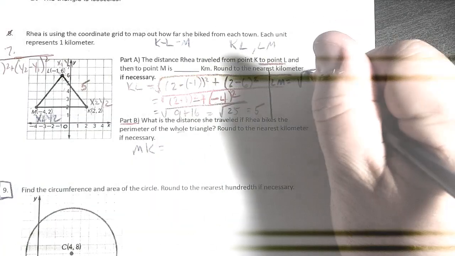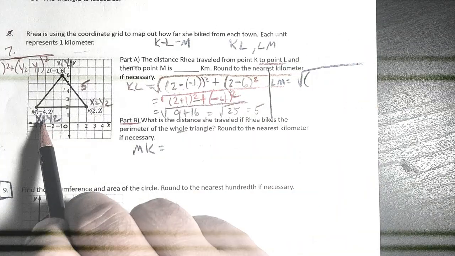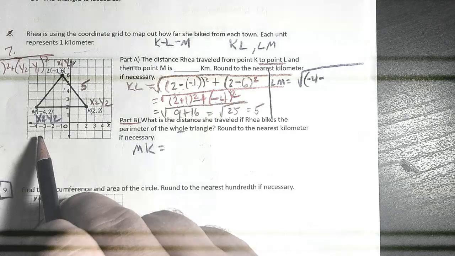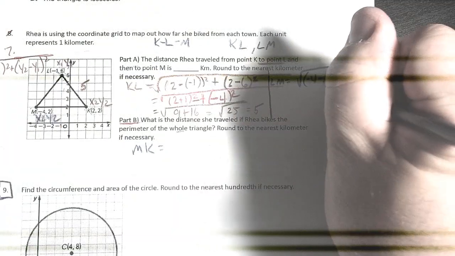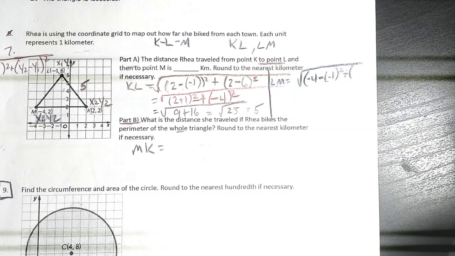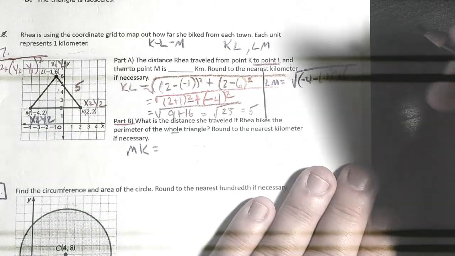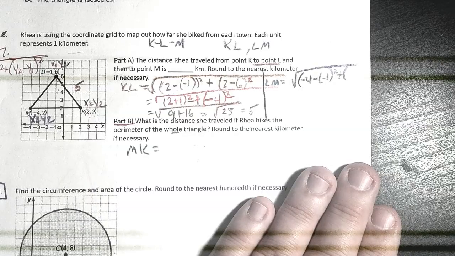All right, LM equals... so our x's, so we got -4 minus -1, -1 squared plus... we're kind of running out of room, 2 minus 6 again. Hang on a minute, make sure I did this right.